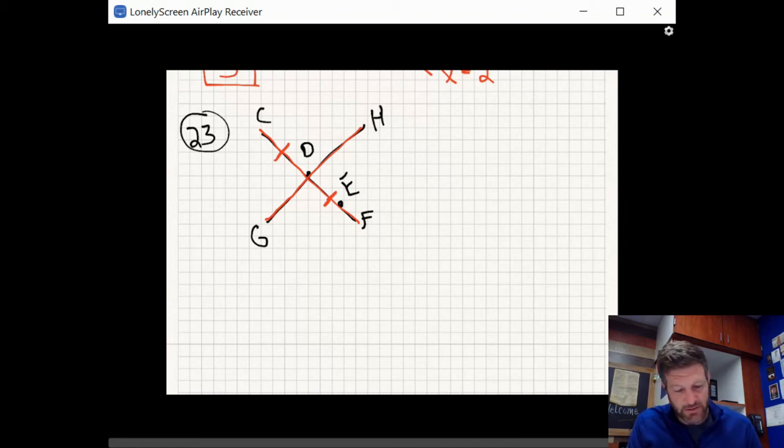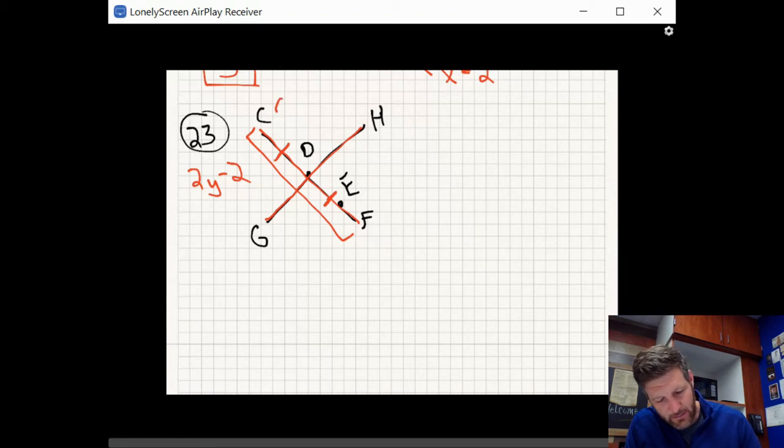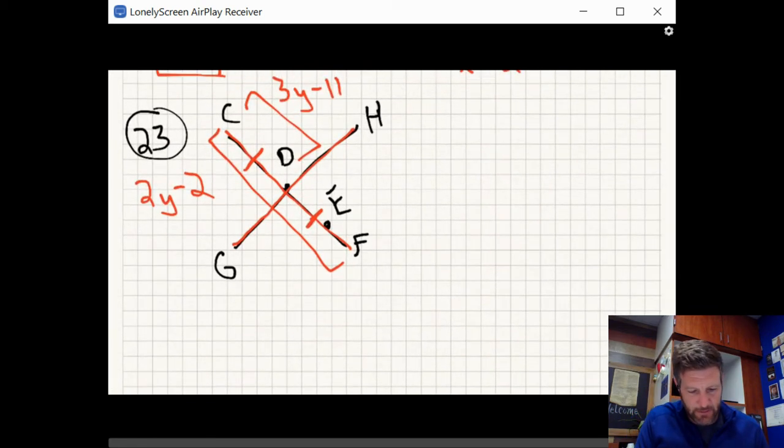Then it gives me those distances. It says that CF is equal to 2y minus 2 and CD is equal to 3y minus 11. Find CD. In other words, they've told me that the entire length, CF, is 2y minus 2. And they've told me that CD, half of it, is equal to 3y minus 11. Here, let me zoom back in.